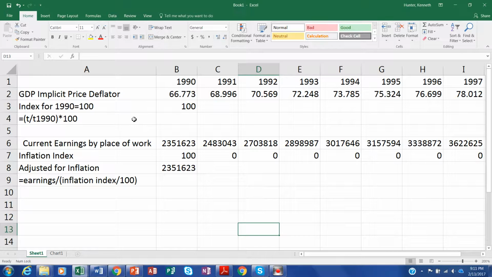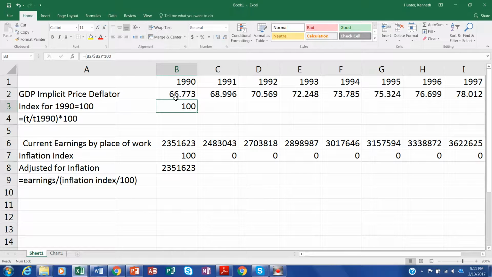Looking at this example, we have pulled information from two tables. We have pulled information on the implicit price deflator from line number 1, or labeled line 1, in the GDP implicit price deflator spreadsheet that was provided as part of assignment 3. We have pulled the information for years 1990 to 1997 for our example. For assignment 3, of course, you are working with data from 1990 to 2015.